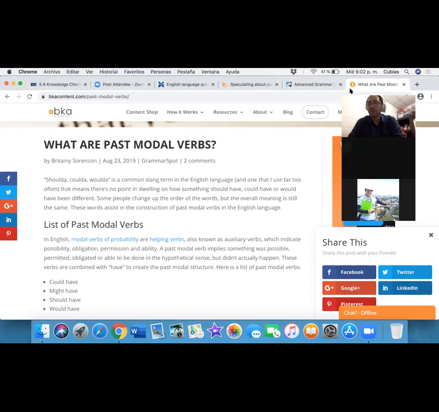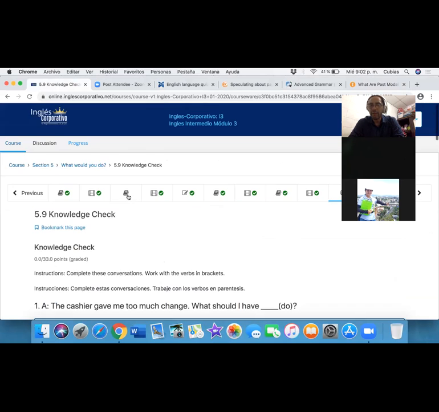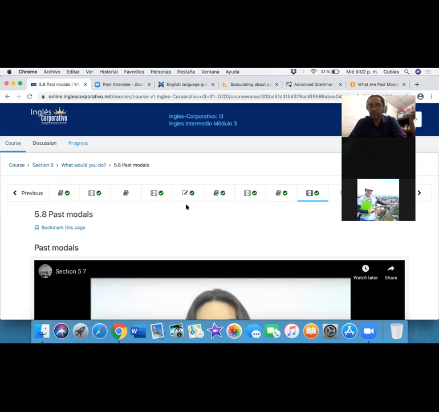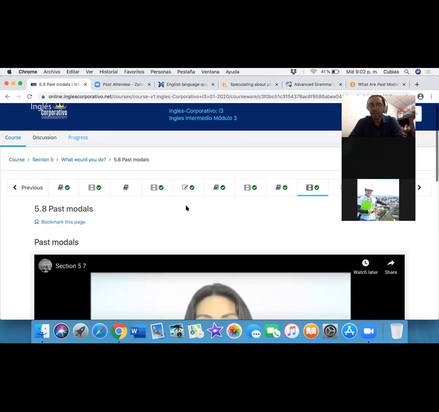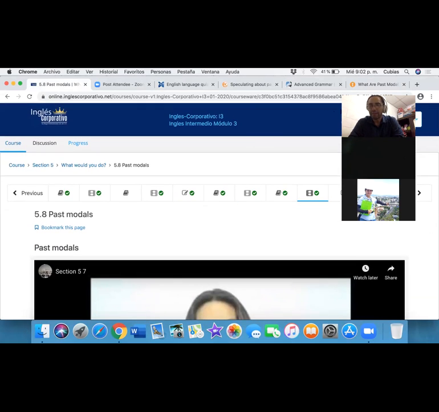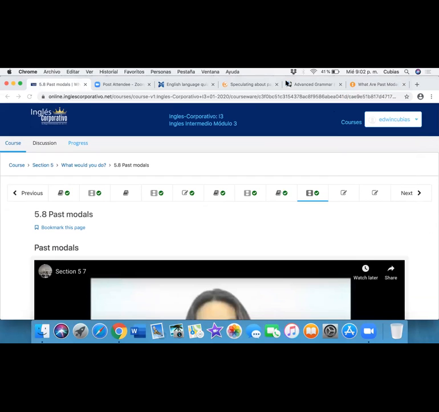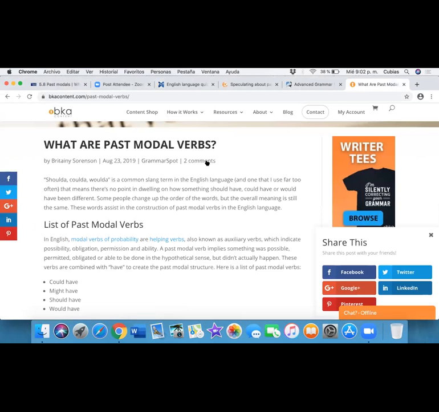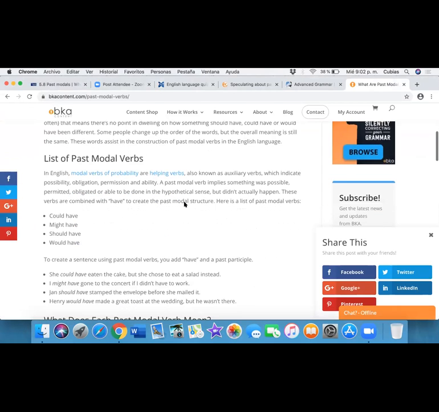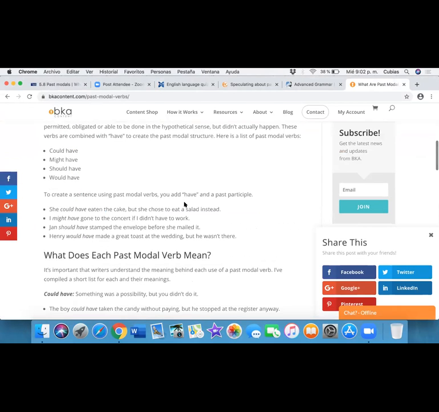So today's topic is past modals. Past modals is a topic from this lesson, from 5.8 and 5.9, the last part of our unit, the last part before your final exam. So today we're going to look at what past modals are and how we use them. Past modals is just the idea of having a recommendation or a suggestion.